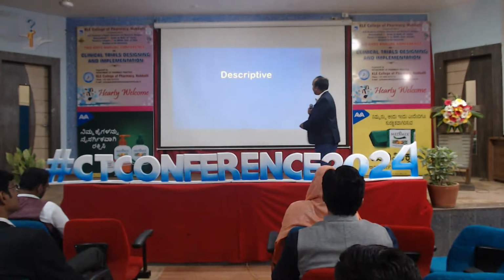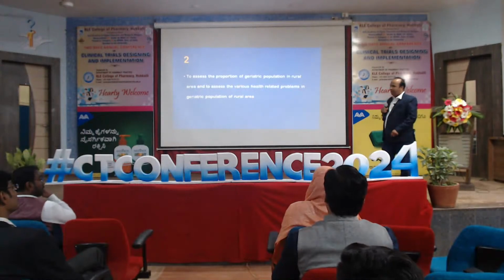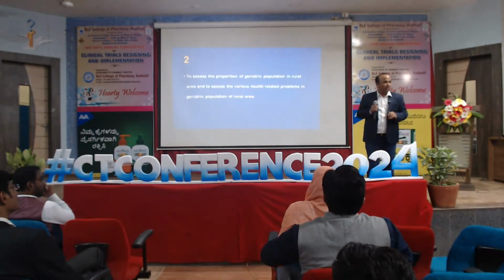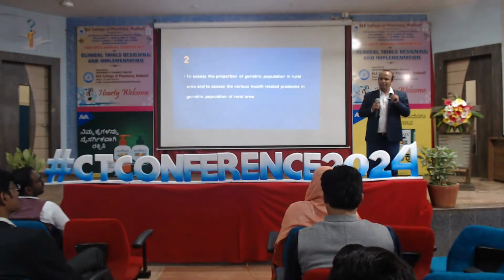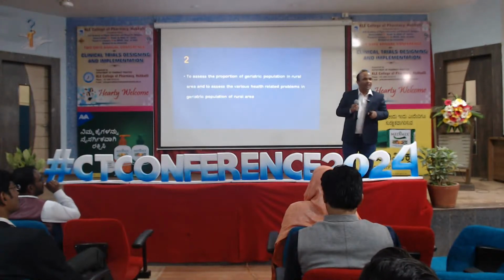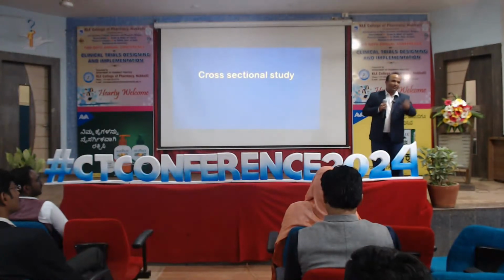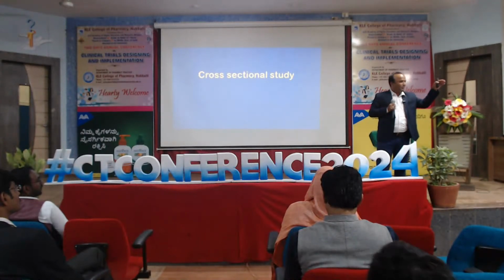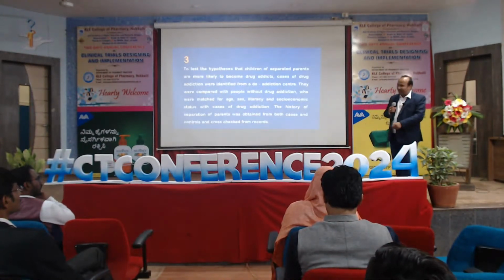Okay? Then, to assess the proportion of geriatric population in a rural area, you want to see how many geriatric people are there. What should be the design? Are you doing an intervention over here? What you do is just count how many are there, or just observe how many are there. So what should be the answer? It is cross-sectional or observational. On the larger end, it is observational. If you go narrower, it is cross-sectional. So it's a big question, right?